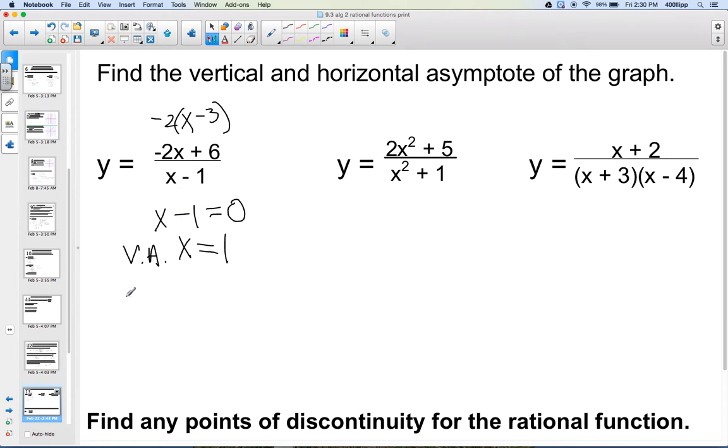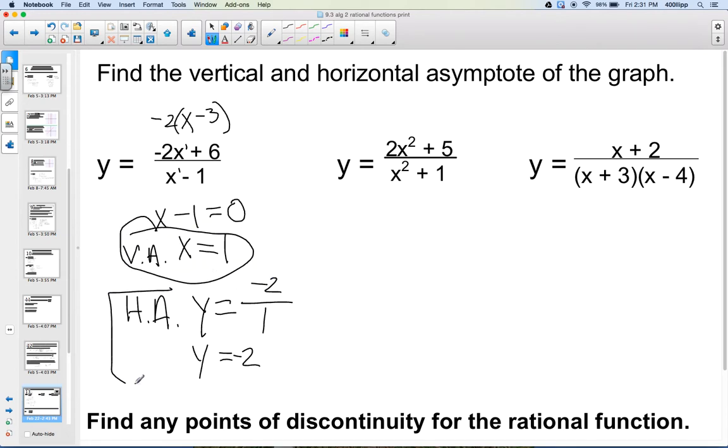And then for the horizontal asymptotes, we look at the degree. We say, is it bigger in the numerator, the denominator, or the same? In this case, it's the same degree. The degree here is 1 and a 1. So if it's the same, we do a over b: the coefficient in the numerator, -2, over the coefficient in the denominator, which is a 1. So the horizontal asymptote is y equals -2.